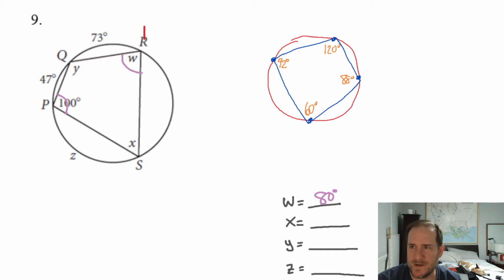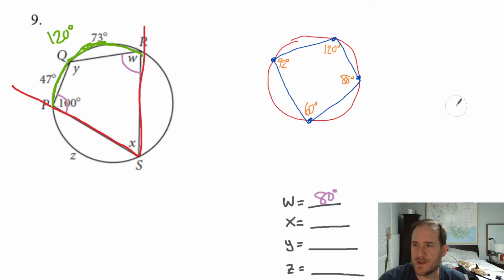I think my next target would be X, because I'm recognizing X as an inscribed angle, and it cuts this arc, the one that's the 47 and the 73 together. What does that add up to? 120. So X would be exactly half of that, which is 60. Now knowing X makes Y a piece of cake, because again they have to add up to 180. So 180 minus the 60 makes 120.